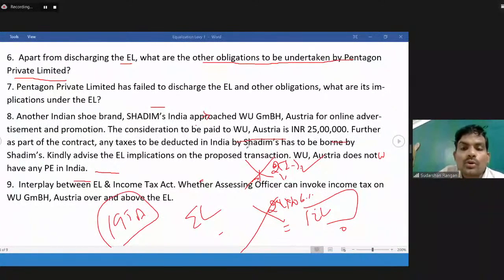So therefore, the Indian company should go and tell Austria, I cannot do grossing up. If I do grossing up, the Indian government will penalize me. There is no 195 equivalent. So I will only pay you 23.5 lakhs, with 1.5 as equalization levy.